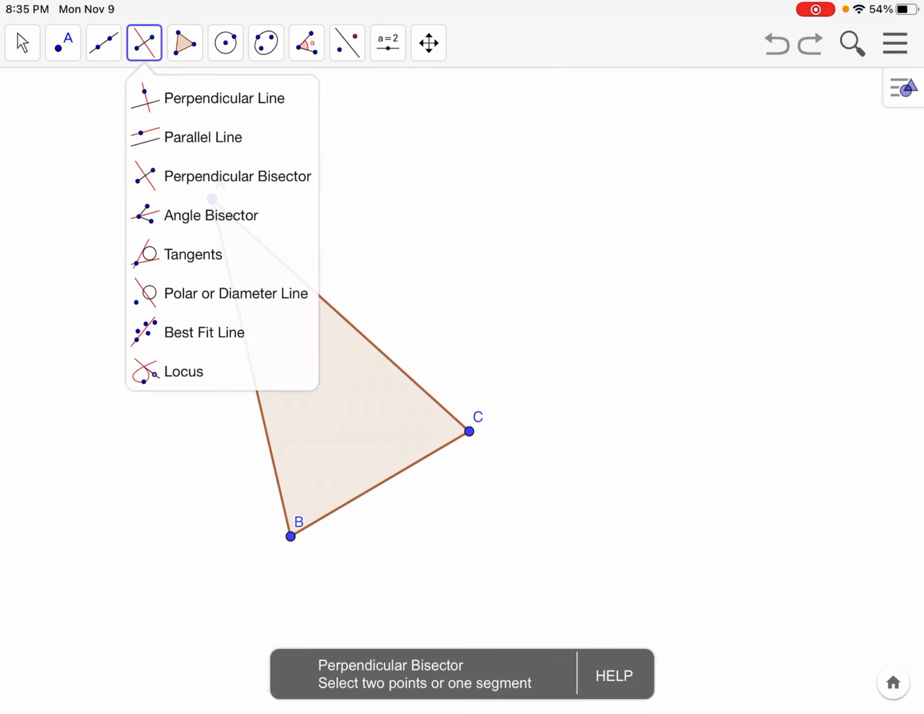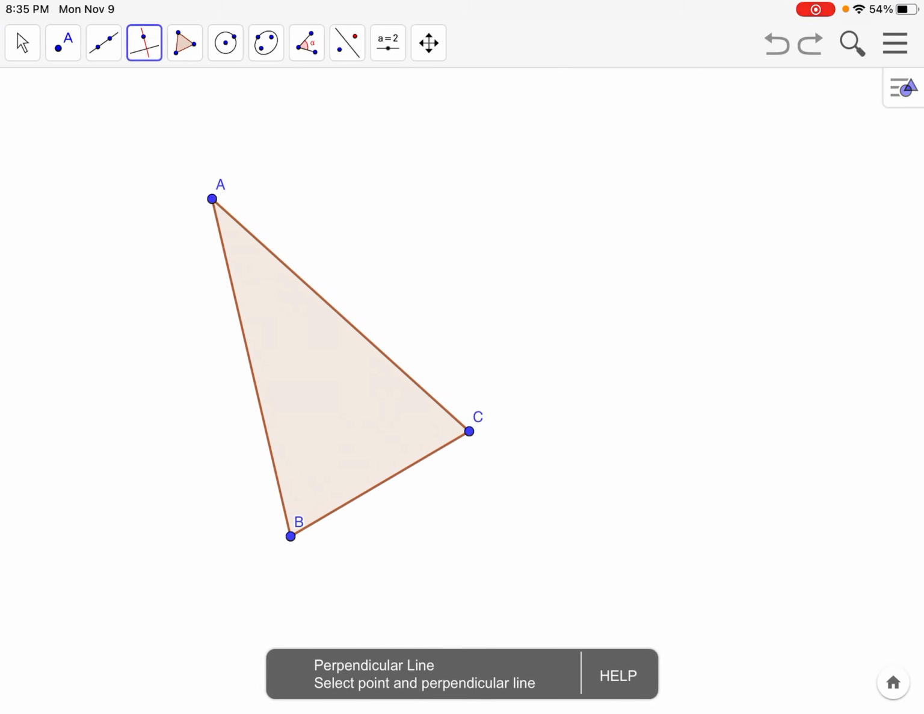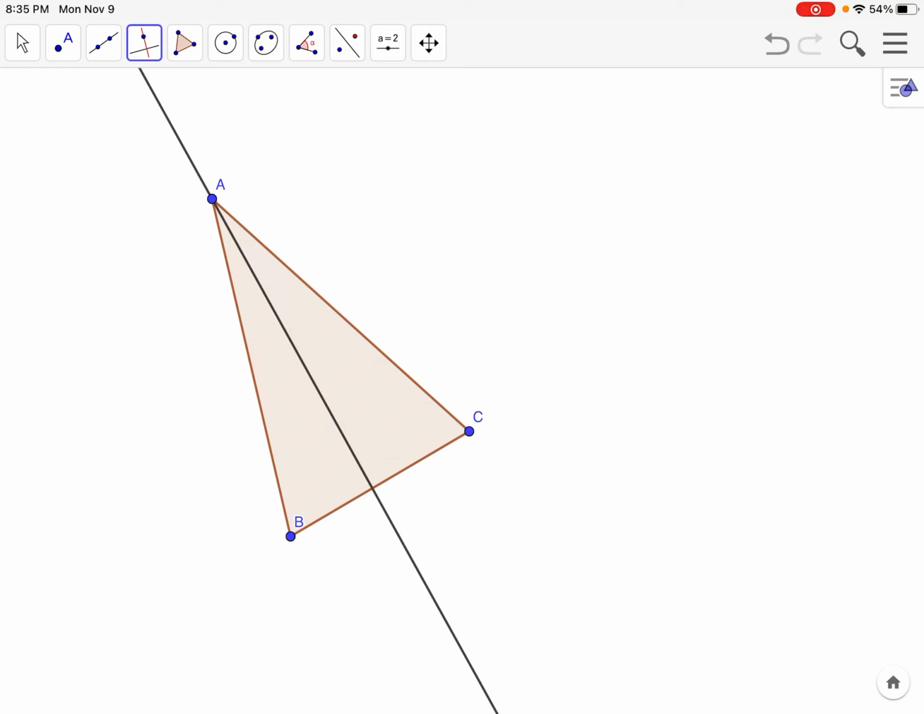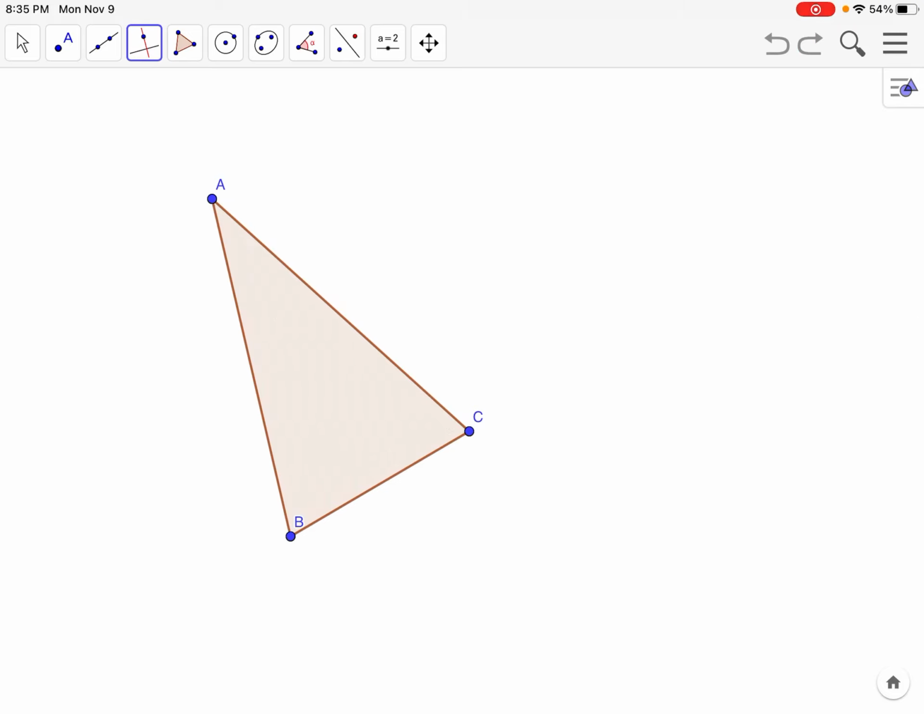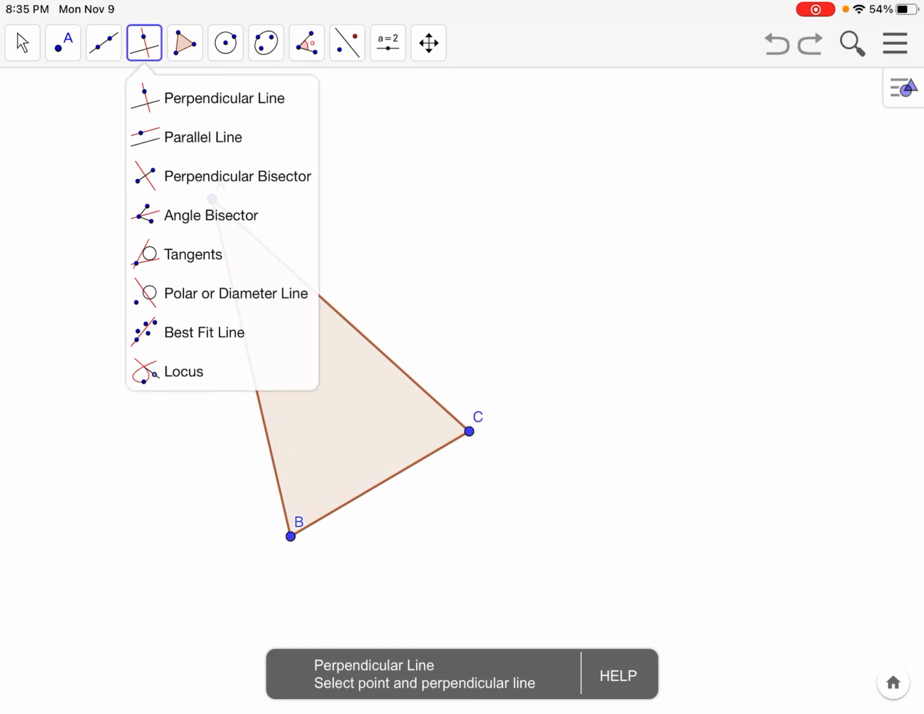Altitudes are boring, but here we go. They do meet at one point. There's nothing special here, but they do all meet in one spot. So the three altitudes of a triangle all meet in the same spot.